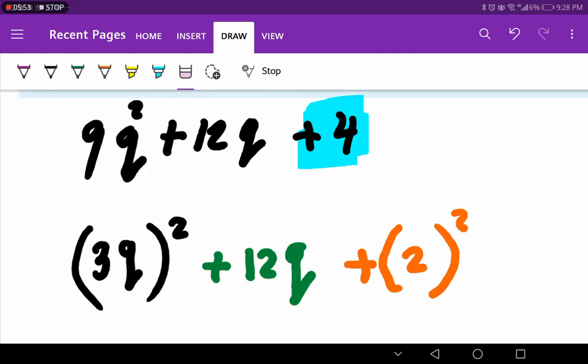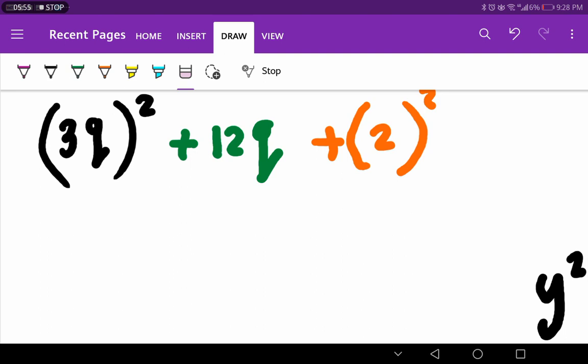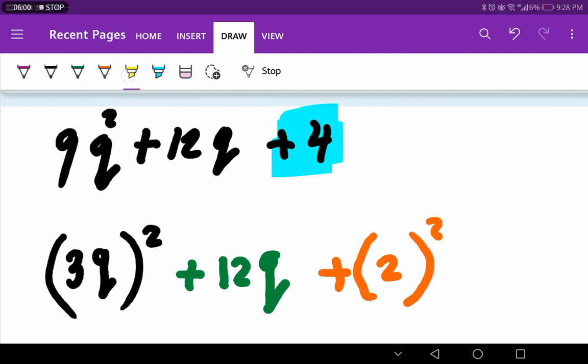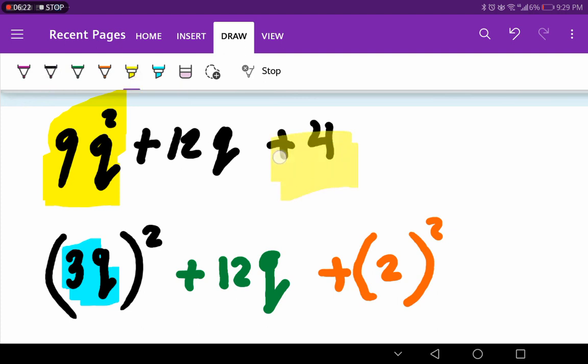Good. Now we have this. Again, what we did here, we look at the first term. It is a perfect square and it is coming from 3q multiply 3q. Easy. And the 4 is coming from 2 multiply 2, and the middle term as it is.